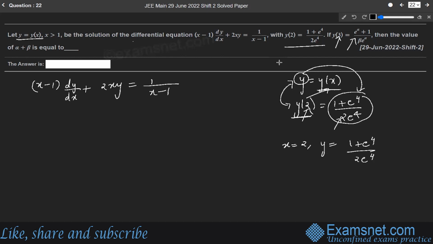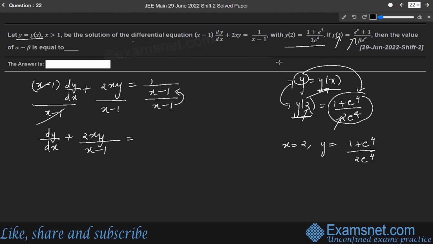Now let us do one thing. Let us divide this whole equation by x minus 1. Each and every term will be divided by x minus 1. So this x minus 1 and x minus 1 will be cancelled. First term will be dy by dx plus next is 2xy upon x minus 1 is equal to, this x minus 1 will be multiplied here, so it will be 1 upon (x minus 1) whole square. Okay, x minus 1 into x minus 1 will be (x minus 1) square.